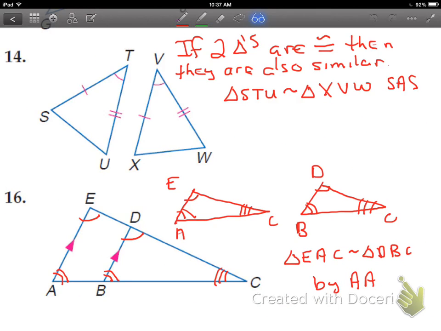On number 14, the triangles are actually congruent by side, angle, side, and if figures are congruent, then they are also similar. So triangle STU is similar to triangle XVW by side, angle, side.